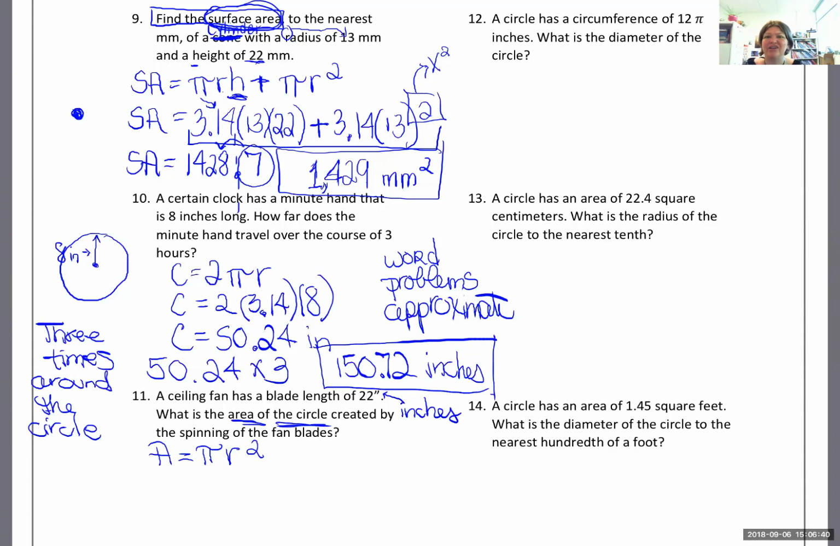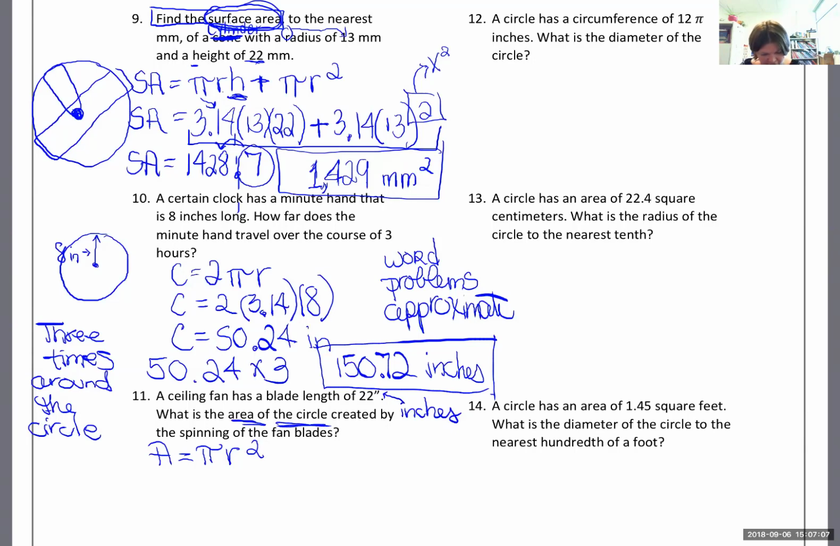What's a ceiling fan look like? If I draw the blade, does the blade start at the center and go to the outside? Is it a radius? Or does the blade stretch across the circle? Is it a diameter? That's a good question. I feel like it could go either way, huh? I almost feel like we should be Googling the word blade length.